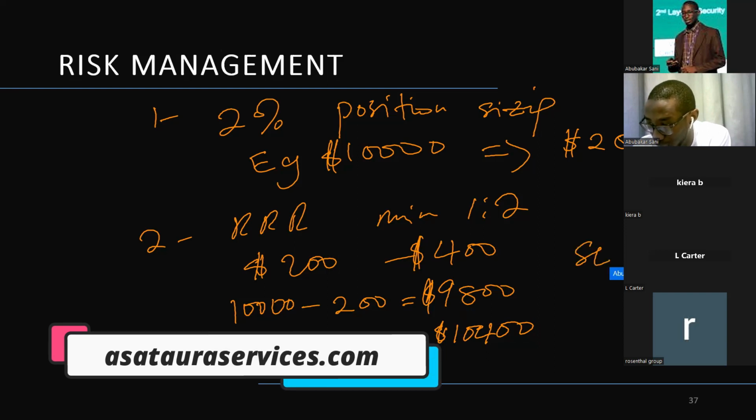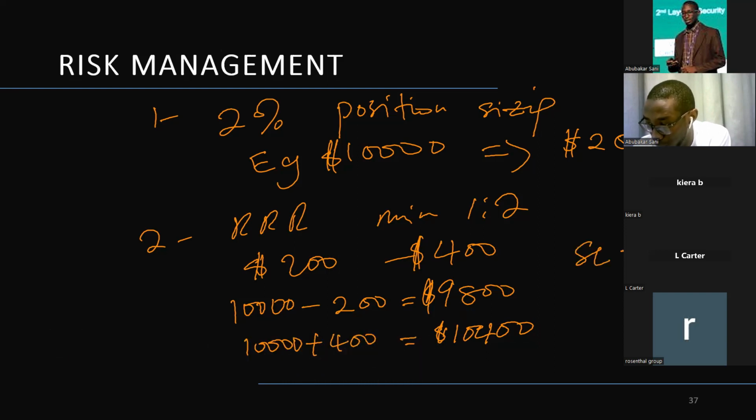Therefore, my stop loss is going to be 200 below my entry point. So if I entered, for example, when Tesla is at 1,000, it's going to be 200 below, so my stop loss is going to be at 800. If I entered when Tesla is 600, my stop loss is going to be 600 minus 200, which is 400.